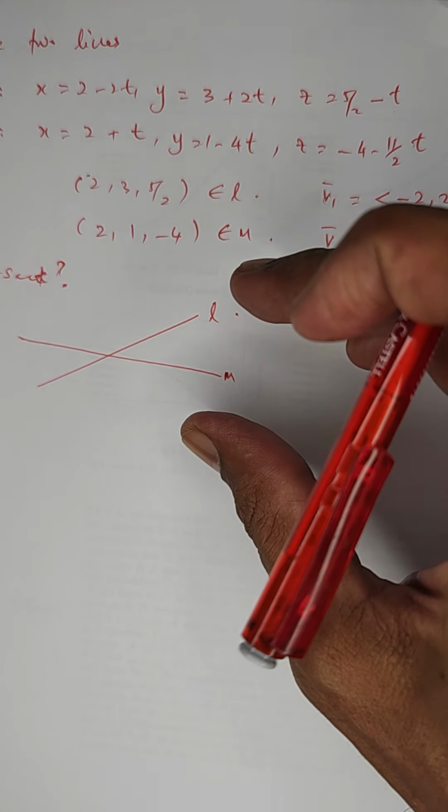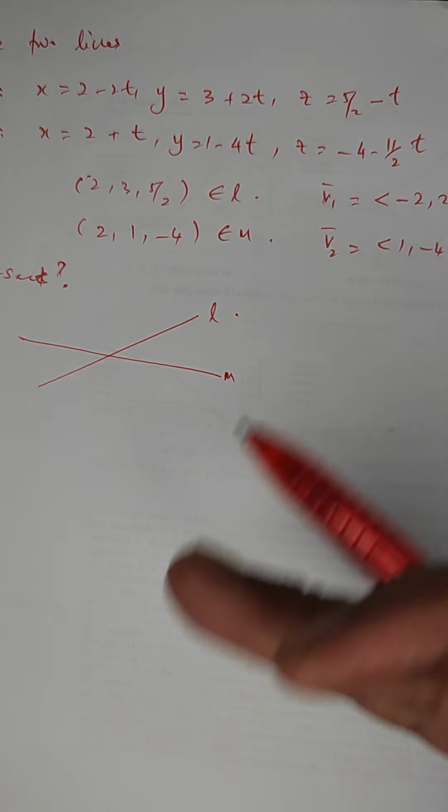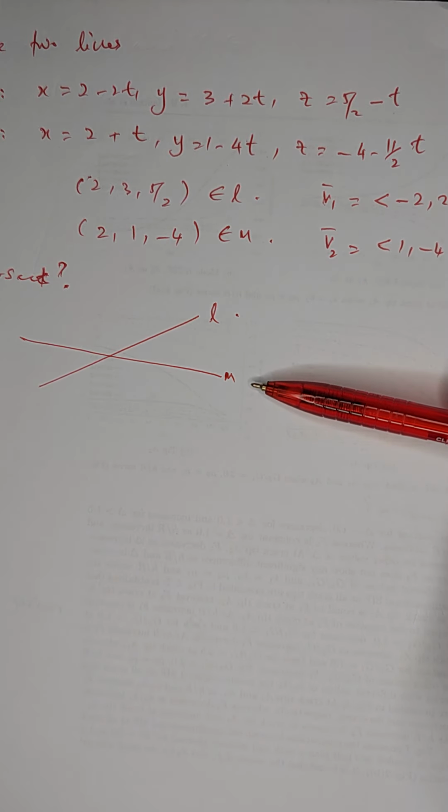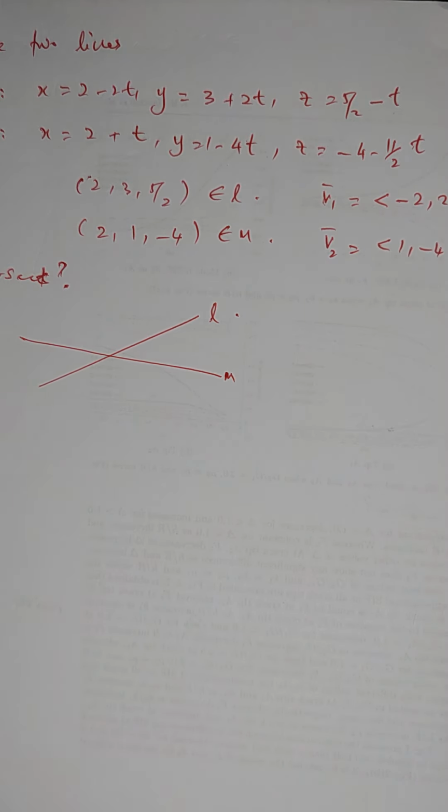If you look at the two-dimensional case on the XY plane, for example, of course these two lines L and M will somehow intersect. But if you look at the bigger picture, the three-dimensional case, for example, if the lines L and M lie on two different planes, then definitely L and M do not intersect. So it is possible that the lines L and M do not intersect. It is possible.